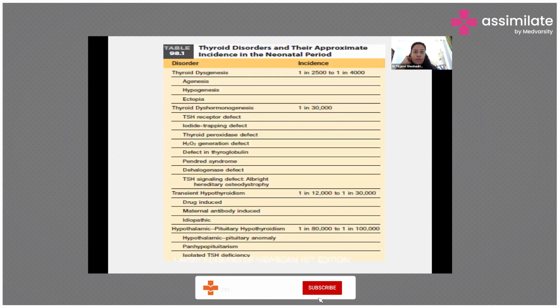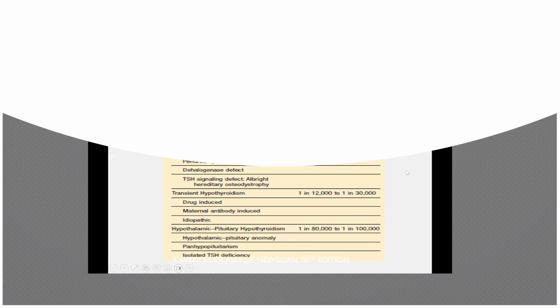As I mentioned, the most common cause of congenital hypothyroidism is thyroid dysgenesis. Thyroid dysgenesis is seen in 1:2,500 to 1:4,000, which includes agenesis, hypoplasia, and ectopic thyroid. And then we have thyroid dyshormonogenesis, which is seen in 1:30,000. Then we have transient hypothyroidism, 1:12,000, and central hypothyroidism, as I mentioned, also called hypothalamic-pituitary hypothyroidism, seen in 1:80,000 or 1:1 lakh.